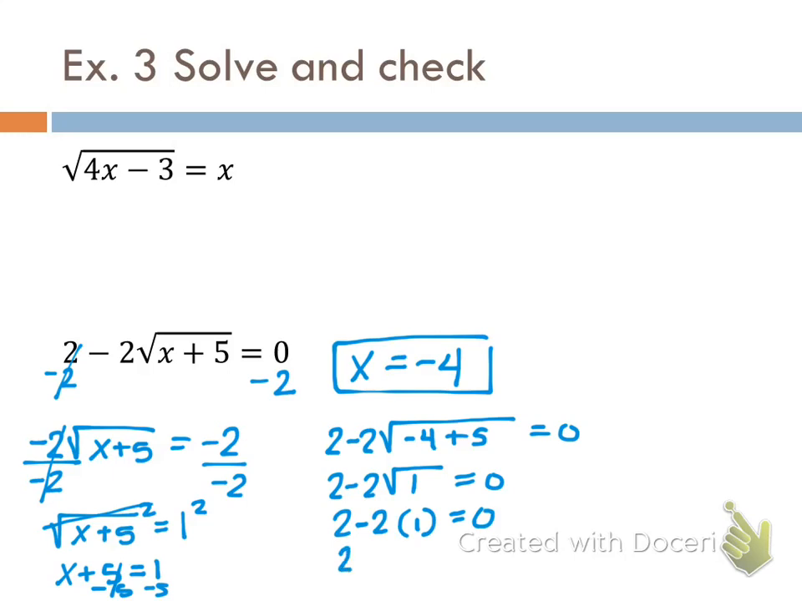Well, what's 2 times 1? Or negative 2 times 1, I'm sorry. Negative 2. Does 2 minus 2 equal 0? Yes. So I know that that is a valid answer. That's how we would do it. Okay? That's how you do lesson 12.3, solving radical equations.